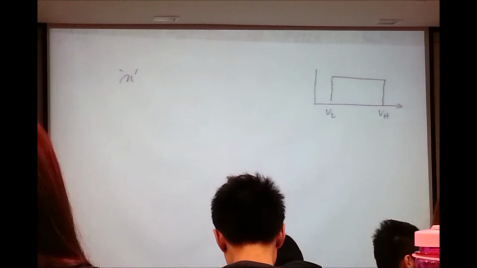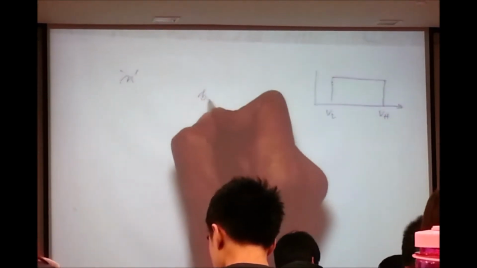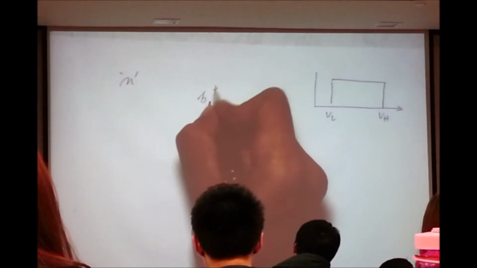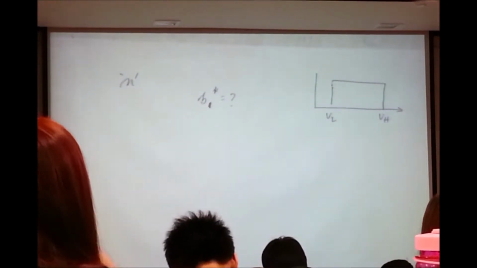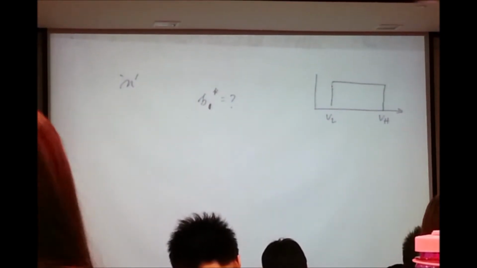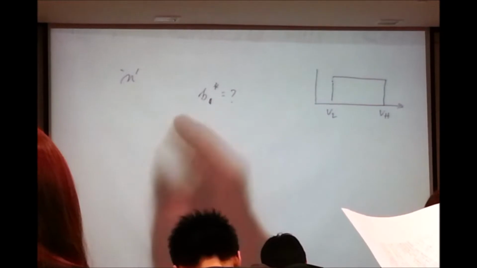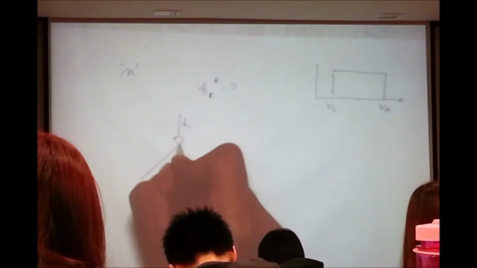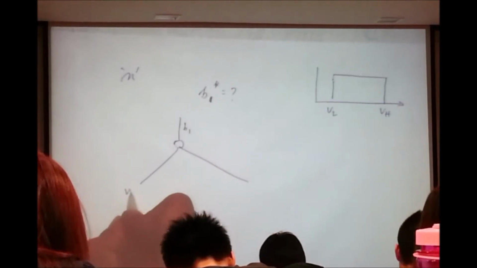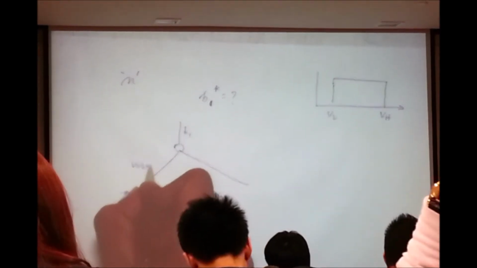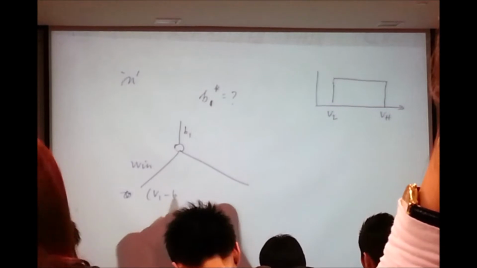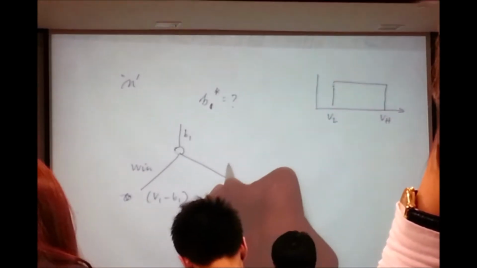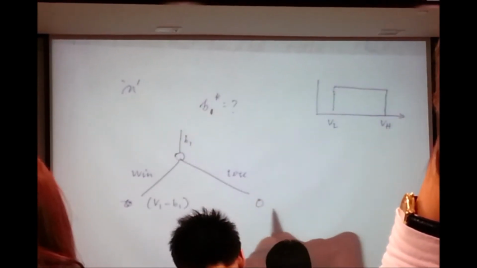Find the bidder's optimal bidding strategy. Let me stick to bidder 1. I want to find bidder 1's optimal strategy, B1 star. Same idea as before. If bidder 1 bids B1, he subjects himself to a lottery. Lottery means he might win or lose. Winning gives him a payoff of V1 minus B1. Losing gives him a payoff of 0.